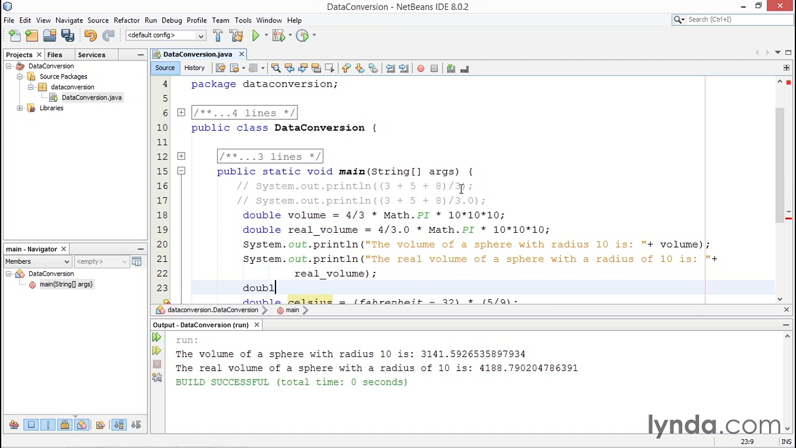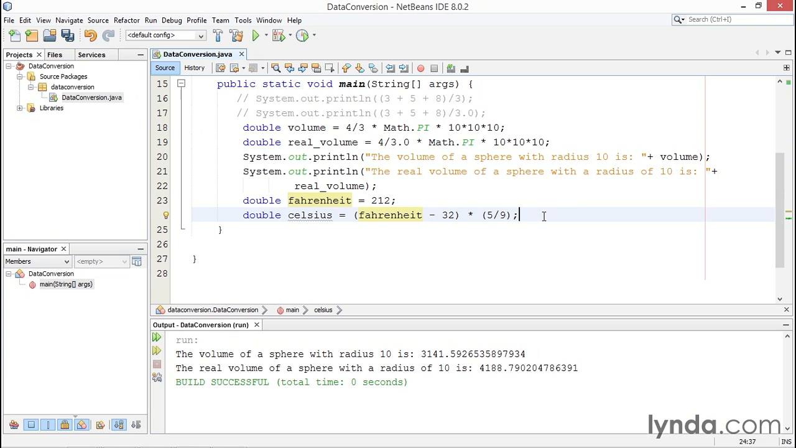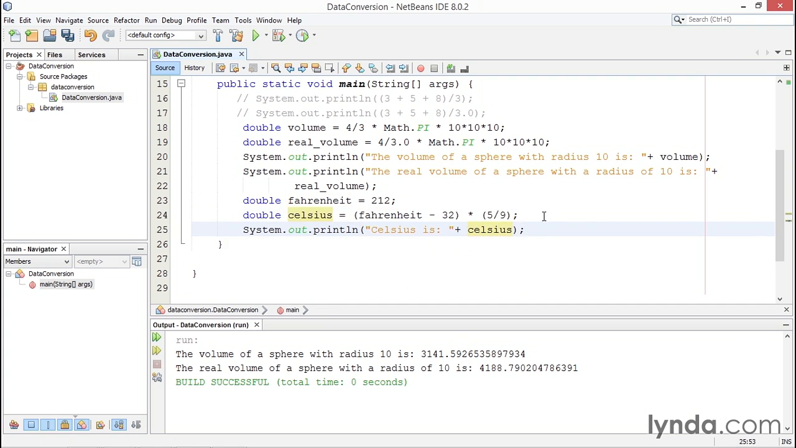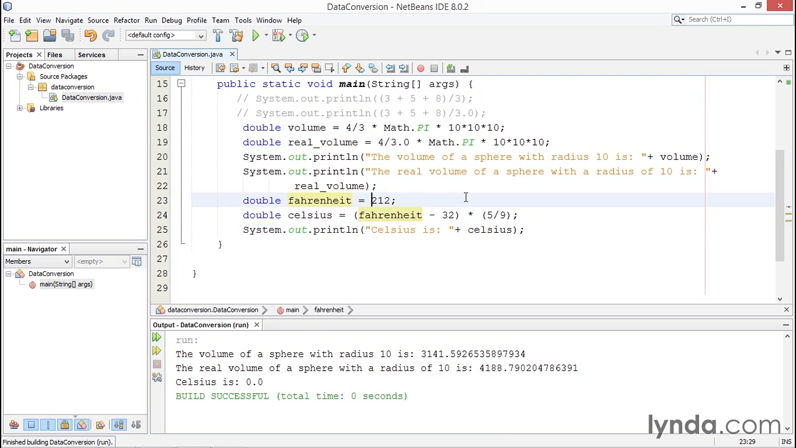If I create a value for Fahrenheit and I set it equal to 212, and then I go ahead and print out the result of Celsius, you'll see that when I run this, the value of Celsius is going to be 0, because this equation here, 5 divided by 9, is always 0. Even if I change Fahrenheit to any value, let's change it to 500 and try it again, it is still 0.